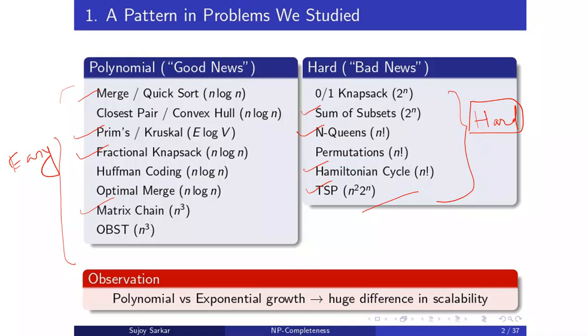Now the question is, if we know a problem is hard, then we will not waste our time trying to develop an efficient algorithm for it. Instead, we'll see how to manage it. But how can we prove that a problem is hard? What is the proof of it? How can we establish that there is no available efficient algorithm for it?